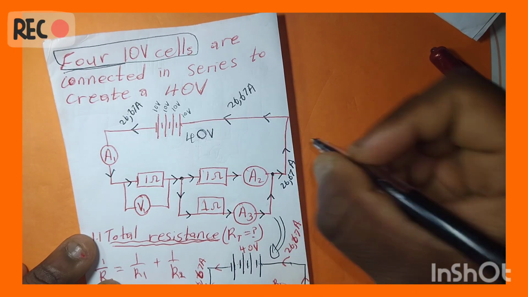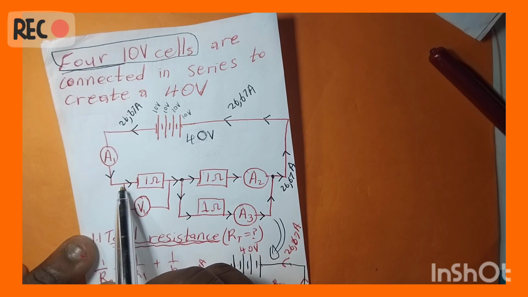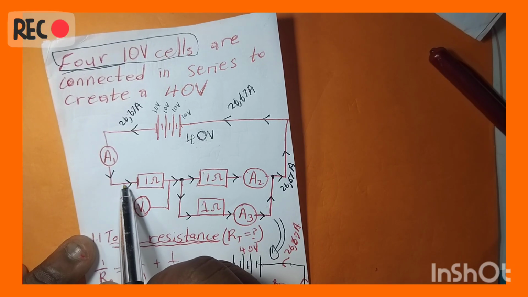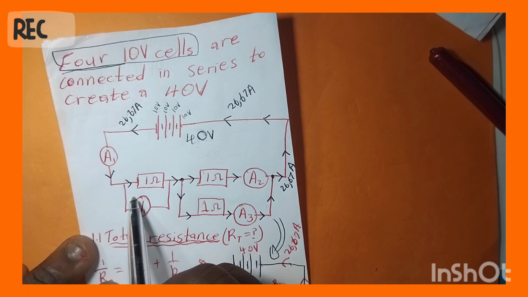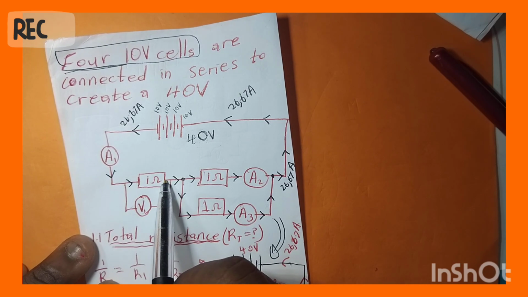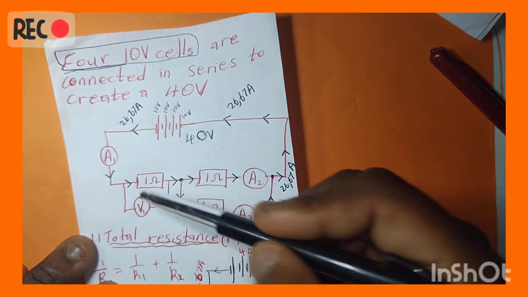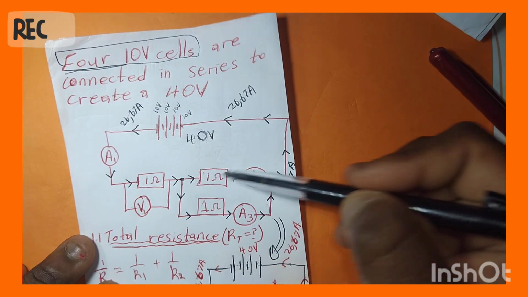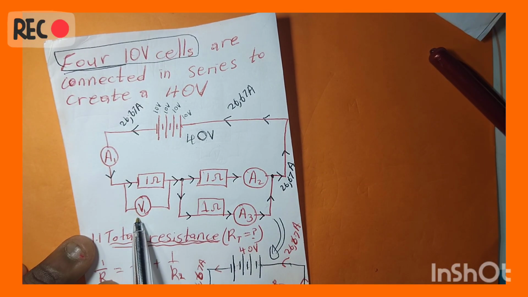But guys, be aware, when the current reaches here, it won't go through a voltmeter. A current won't pass through a voltmeter. A current only passes through a resistor and an ammeter. So it will pass the resistor and the ammeter. It doesn't pass through a voltmeter.